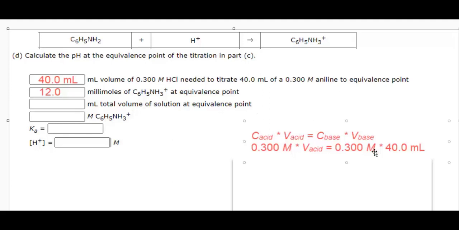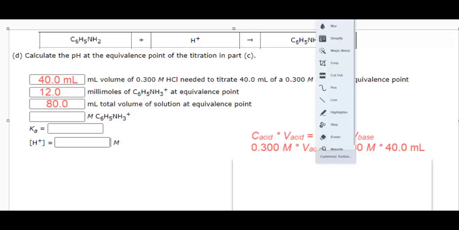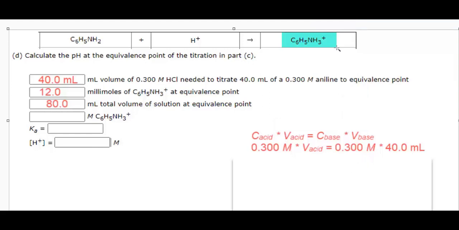Well, let's see. We had 40 mLs of base and we added 40 mLs of acid to it. So we're going to presume that the volumes are additive, and we're going to have a total of 80 mLs, which is the total volume of solution at the equivalence point. What we're leading to in this question is what's the concentration of this weak acid? Because we now have a weak acid that's been produced. This is the stuff that's in solution now. Here we had our weak base and the strong acid reacted with it, and our product is going to be the conjugate acid of this weak base.